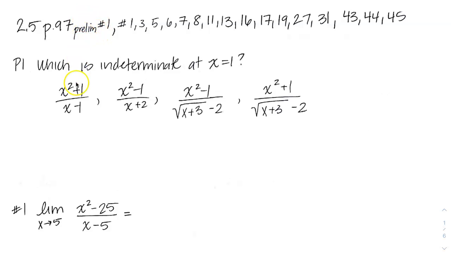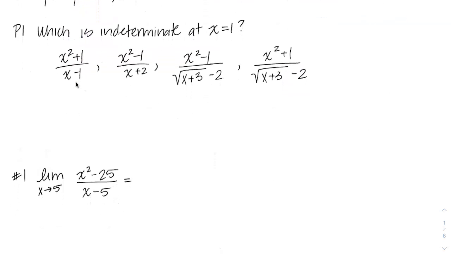Evaluating limits algebraically. So let's go to this worksheet. Which is indeterminate at x equals 1? Remember, indeterminate specifically means you get 0 over 0, which means you have to do more work to solve it. If you get 0 over 1, or 0 over anything actually, that is just 0. And if you get something over 0, that's undefined. The one we're looking for is indeterminate.